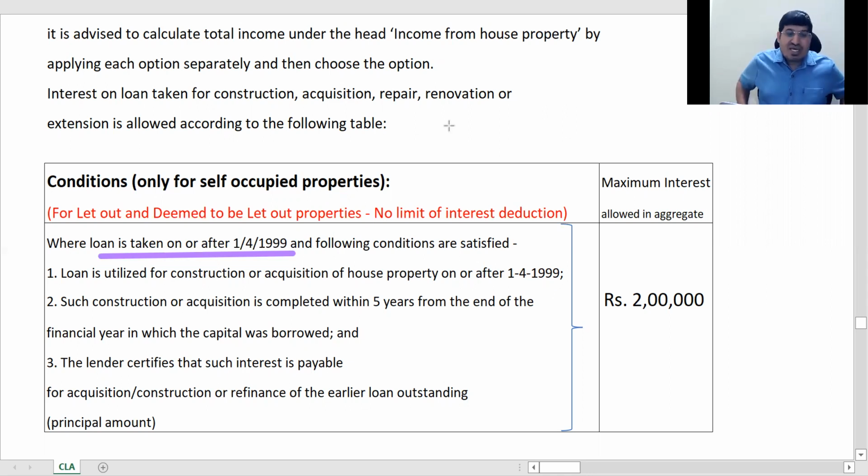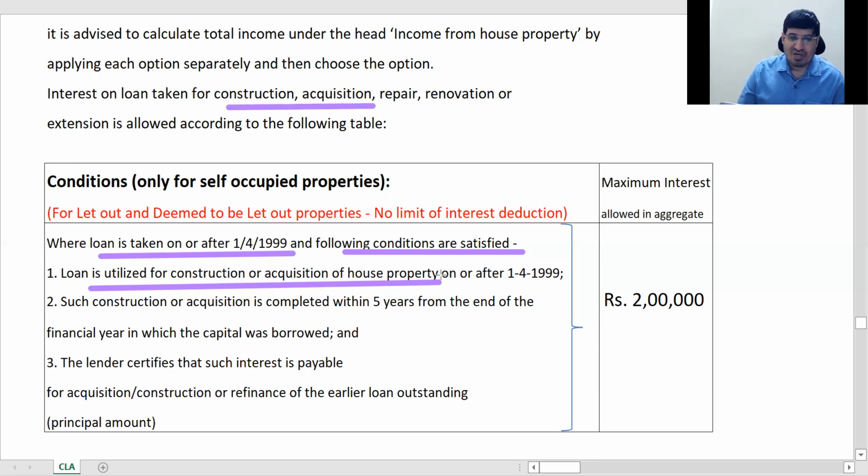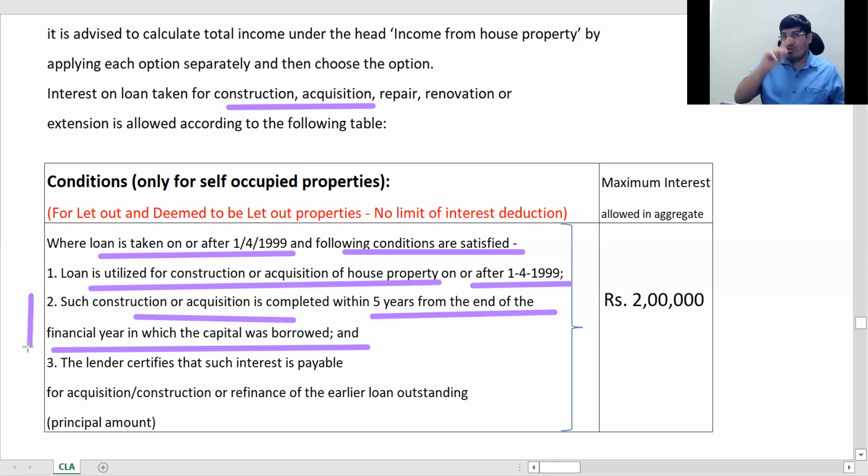Okay, so when loan is taken on or after 1/4/1999, and following conditions are satisfied, kya loan is utilized for construction or acquisition of house property. Construction or acquisition, the primary ones only. Construction or acquisition of house property on or after 1/4/1999, and it is completed within 5 years from the end of the financial year in which capital was borrowed. So this sentence I had shown you earlier, if you remember. It was one block I told you, though it is not needed now, but I showed you that block. So this was what it was saying.